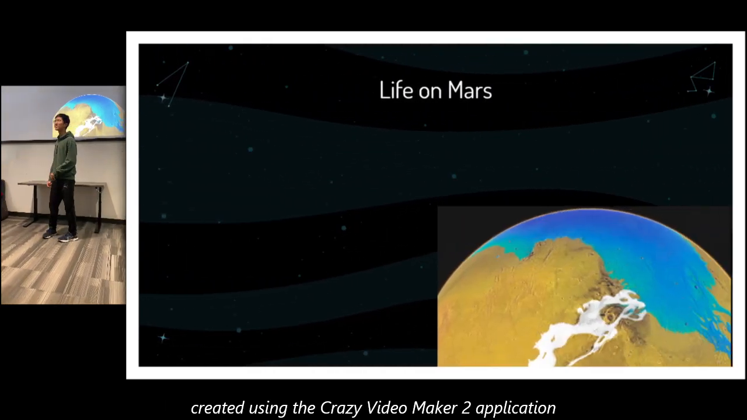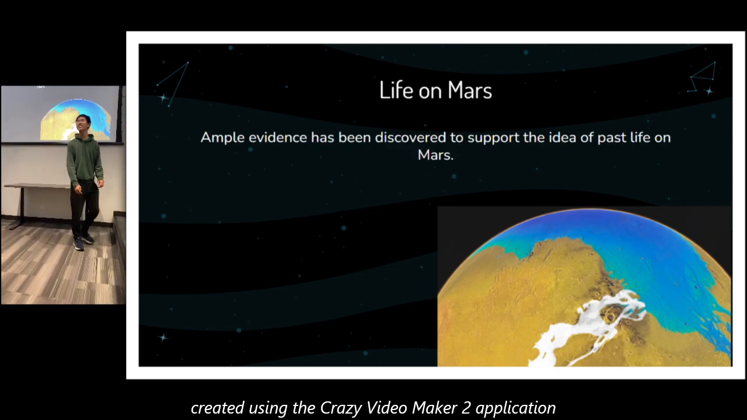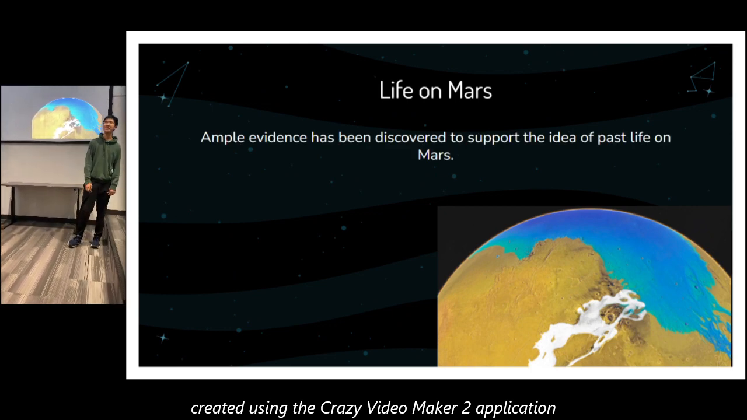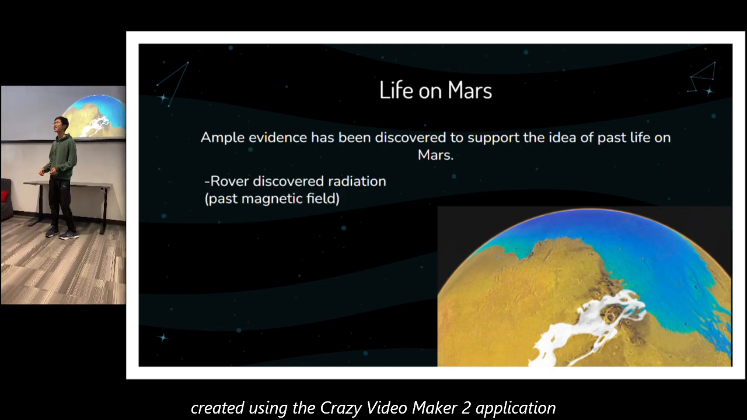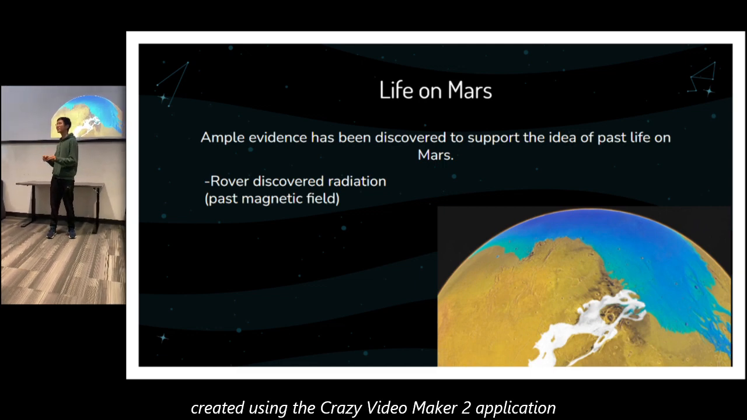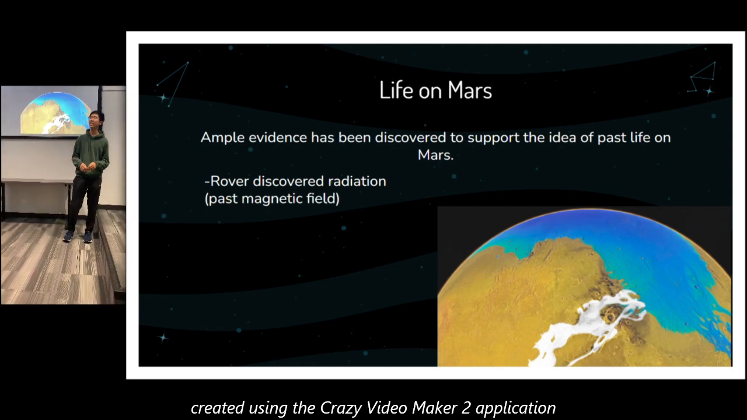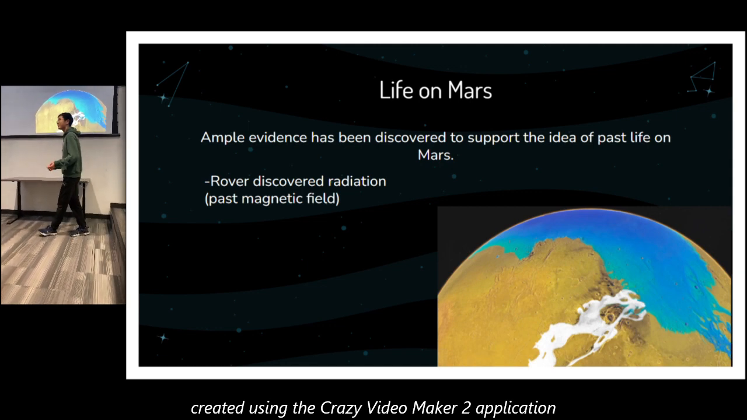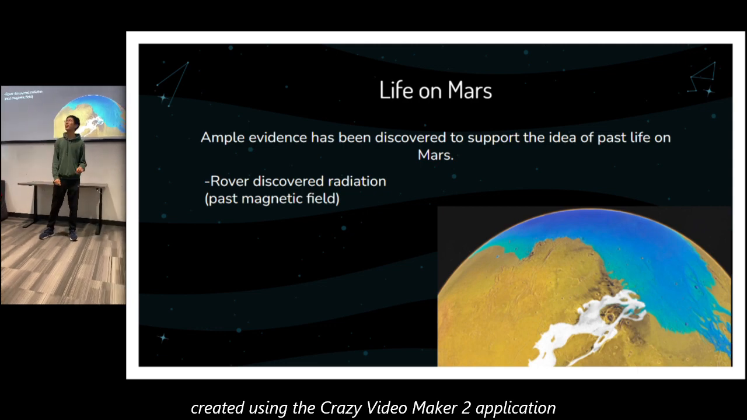So next up is life on Mars. Ample evidence has been discovered to support the idea of past life on Mars. However, we're not actually sure if there has ever been life on Mars. We just know that it has certainly been possible for a very short amount of time where there were glaciers and there was a thin atmosphere. However, since we don't know, that's why we sent the Curiosity Rover here.